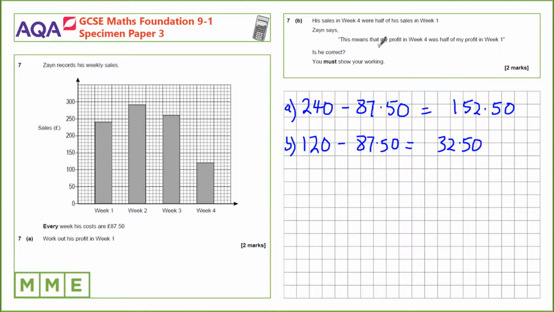And his statement was that his profit in week 4 was half of his profit in week 1. So half of the profit in week 1, half of £152.50, which is £76.25. His claim is that these two are equal. They're not equal, so he's incorrect.